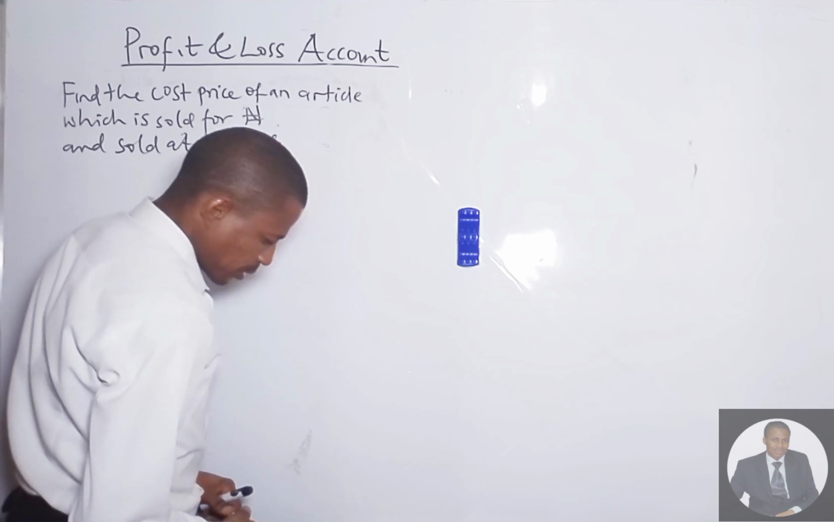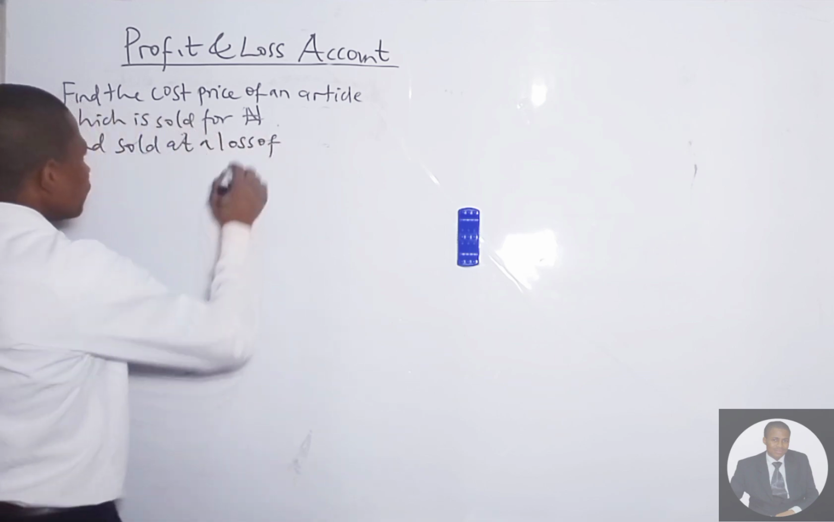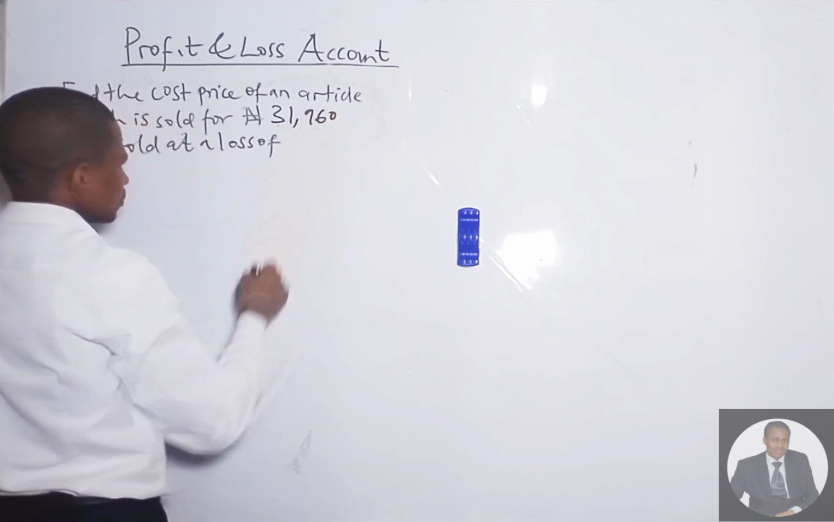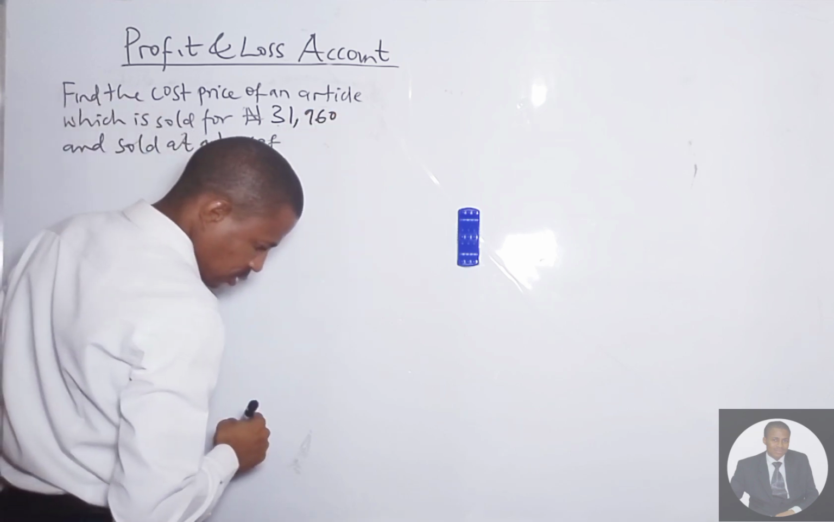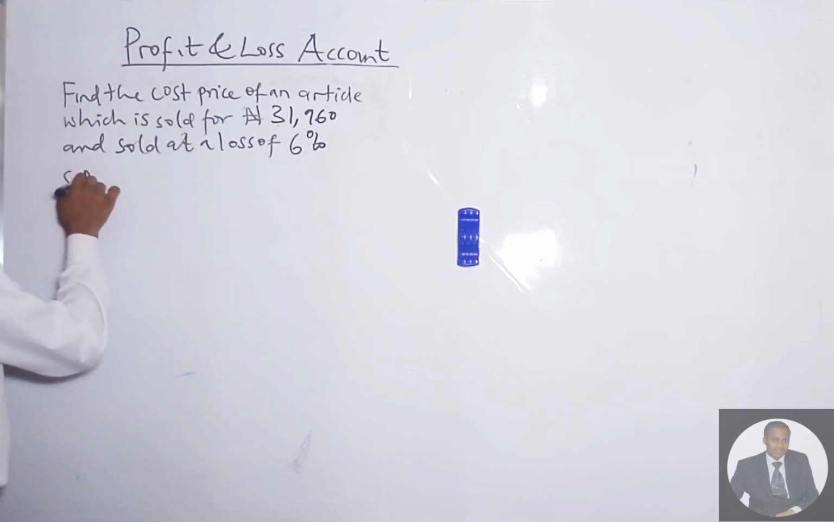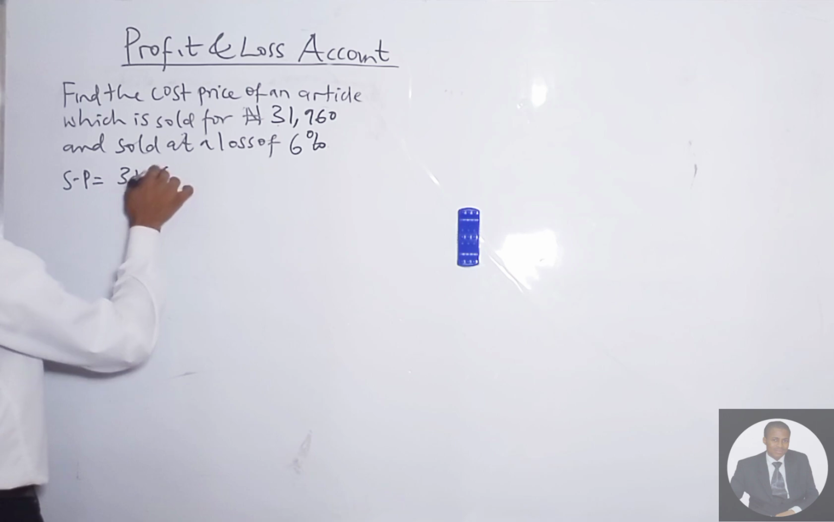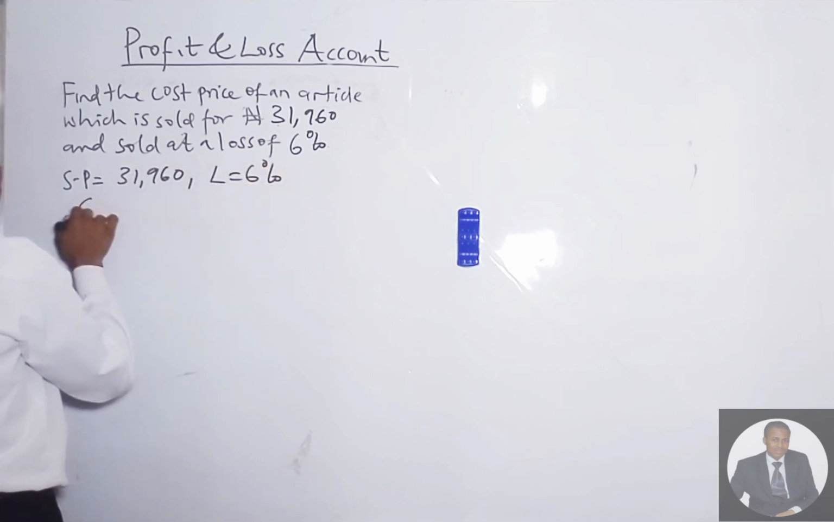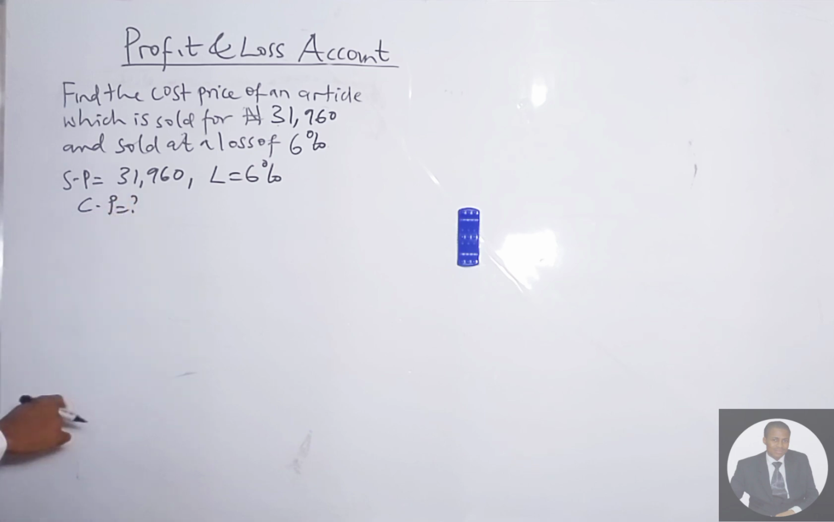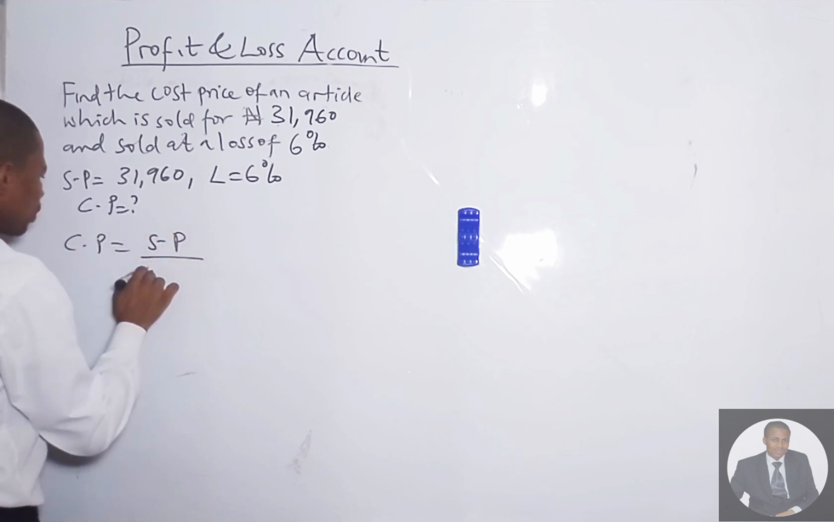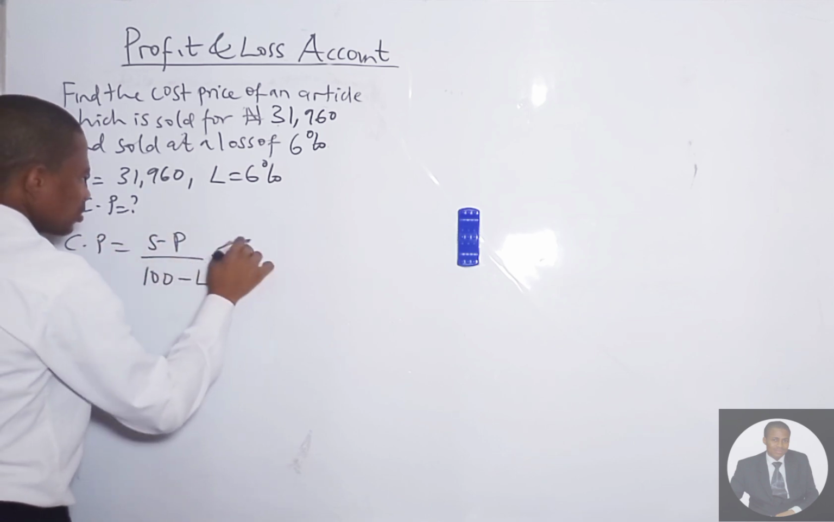Find the cost price of an article which is sold for 31,960 at a loss of 6%. Here, the selling price is 31,960. The loss is 6%. We are asked for the cost price. Since it's a loss, the cost price is more than the selling price.